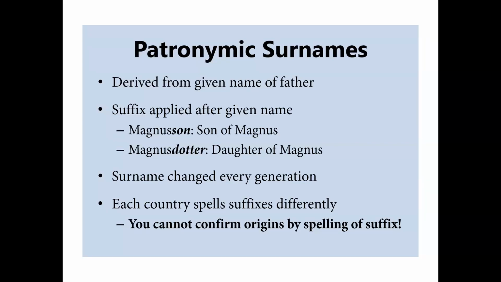A word to the wise here is that every country spells their suffixes different ways. You'll find SEN generally in Denmark and sometimes in Norway, SON in Sweden. And you really can't confirm the origins by the spelling of the suffix. Spelling changes constantly, especially when people immigrate. They may be spelling it different ways, and the enumerator may be spelling it a certain way. So just because someone is named Carl Hansen SEN doesn't mean he's from Denmark. It can possibly hint at origins, but it does not confirm them.